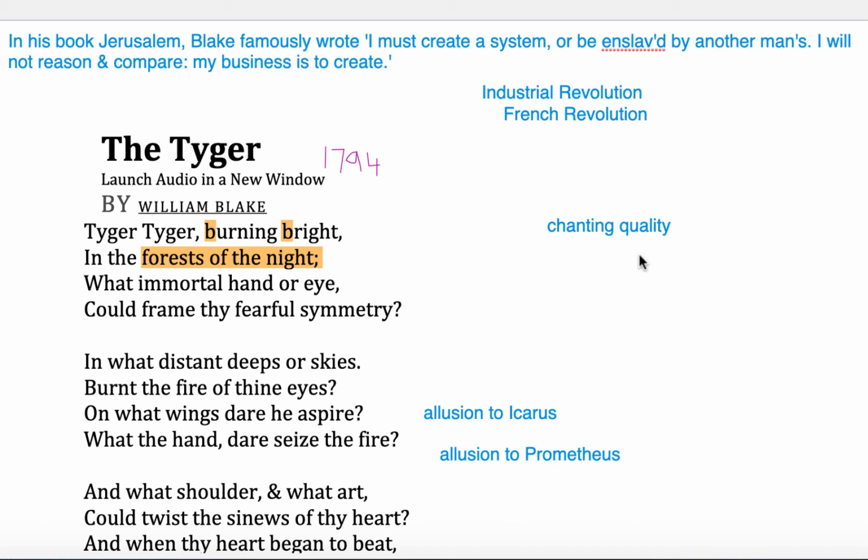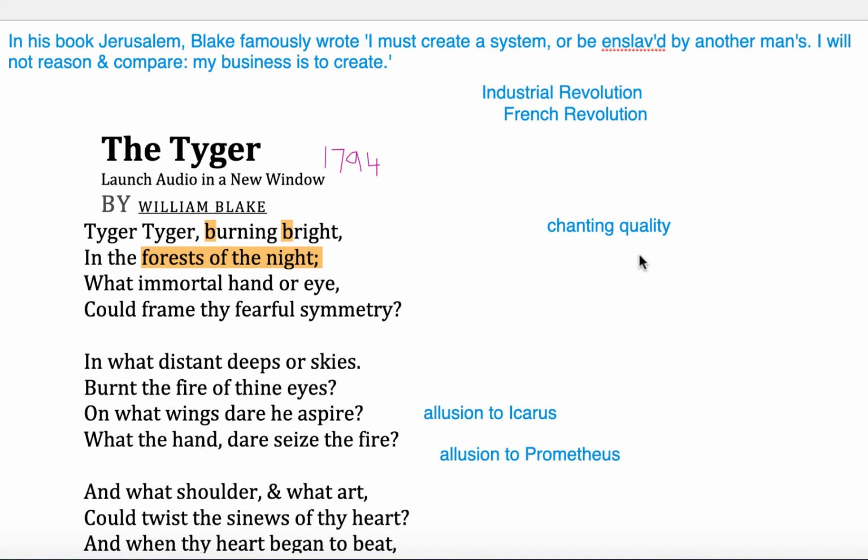But this Tyger who appears to be burning, who appears to be ferocious and scary, right? Something that's burning is terrifying, and who lurks in the forest of the night. Clearly, the speaker is setting up the Tyger as something terrifying and predatory, but also powerful and unknowable at the same time. What immortal hand or eye could frame thy fearful symmetry?